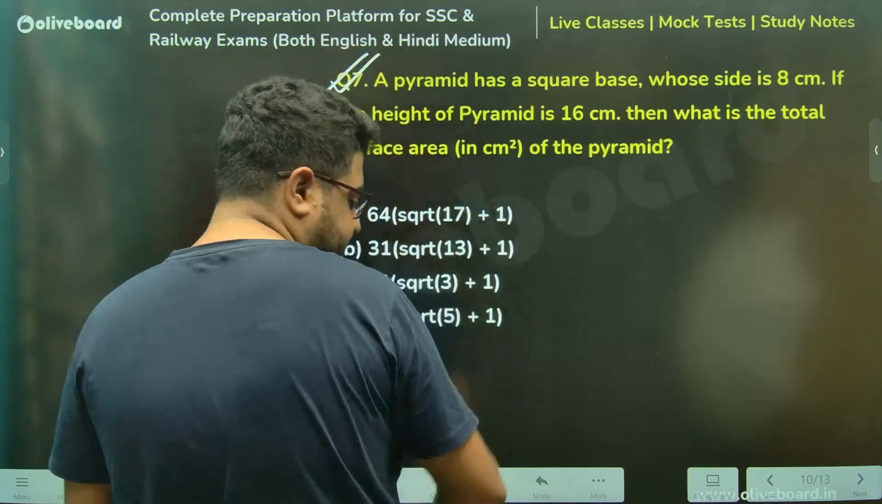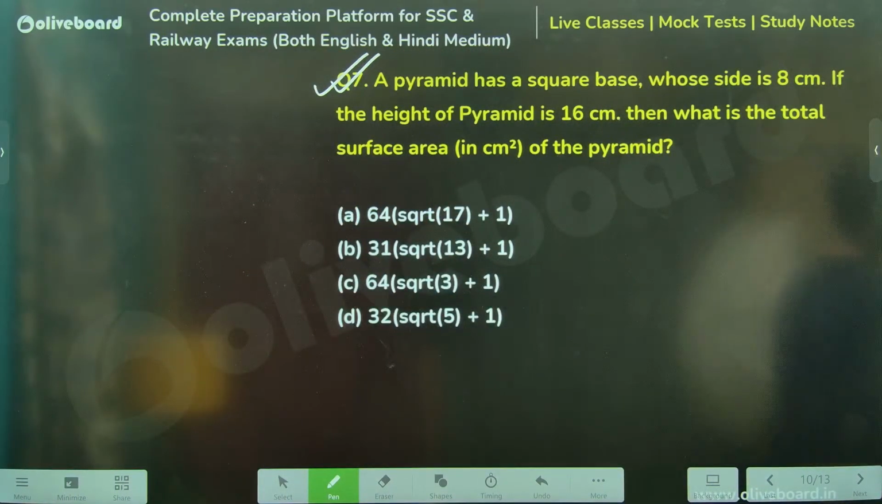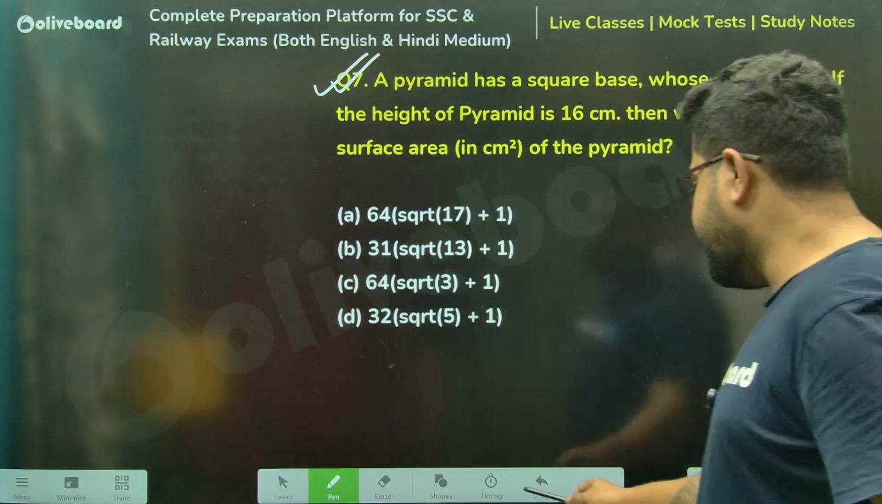Sir, seventh question, I've given you a pyramid question, a little tricky pyramid question, not your basic volume related question. Please solve this, sir. I'll give you a minute's time.